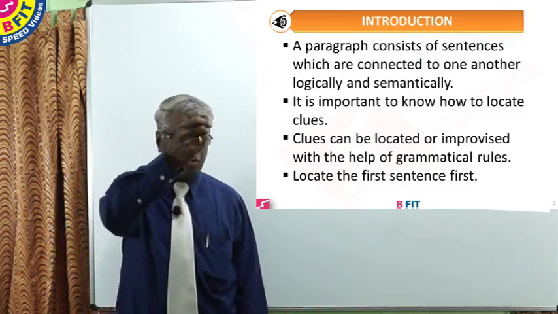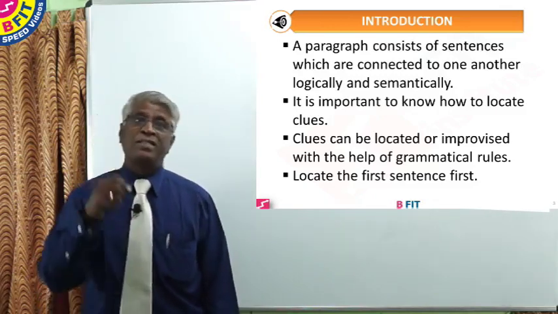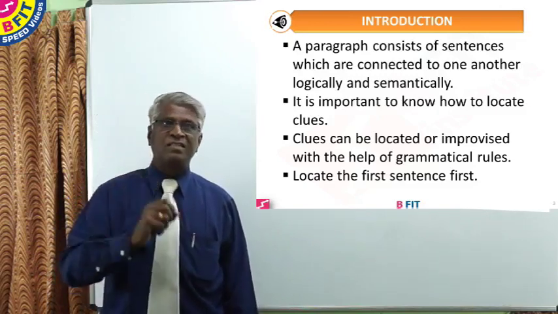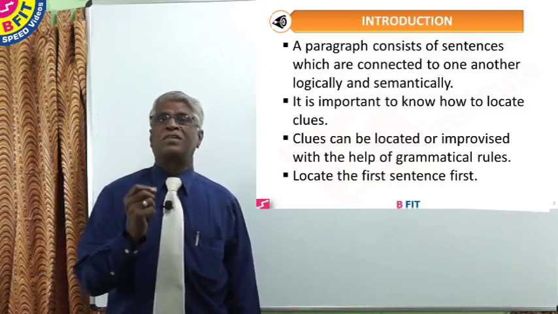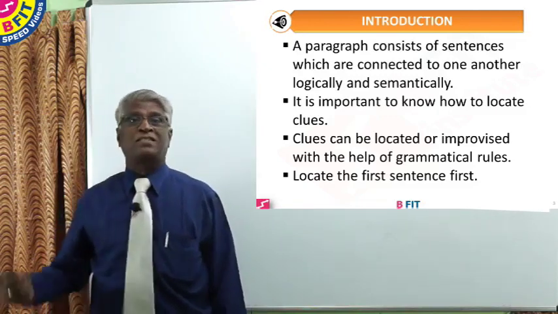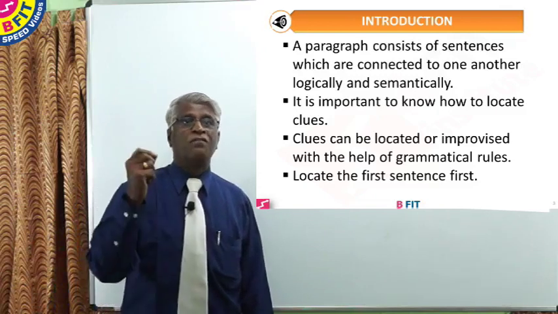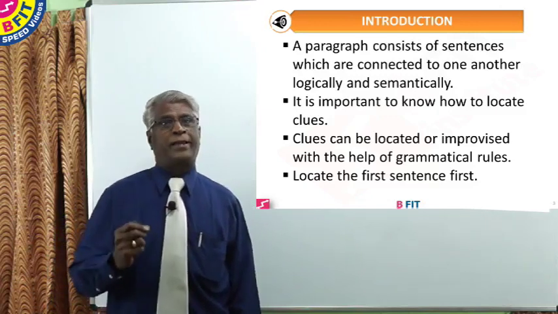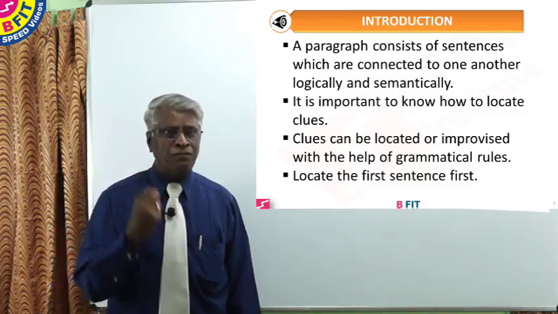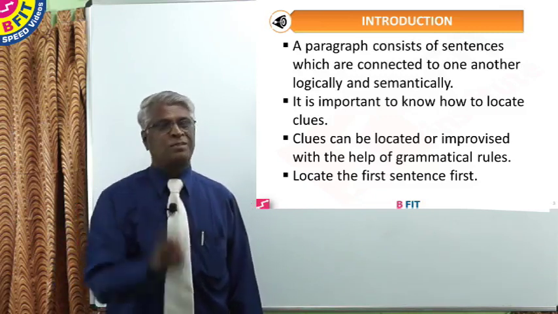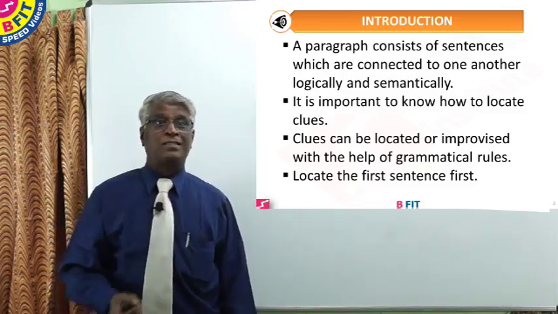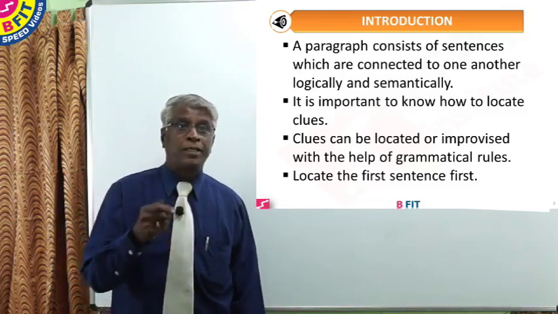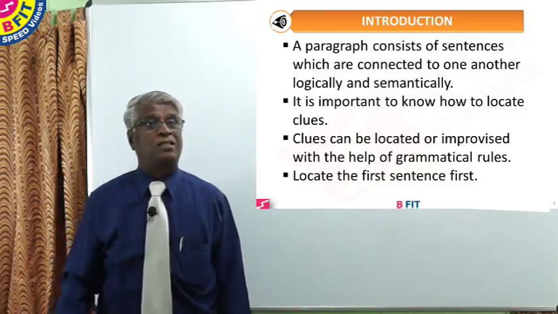Normally, a paragraph follows a sequential order. But in this question, these sentences are jumbled. The sentences are grammatically correct, but the first sentence given may not be the first sentence after rearranging. So, for being able to reorder them in the correct way, it is important for us to look for clues. Sometimes the clues may be explicit, sometimes they may be hidden. Clues can be located or improvised with the help of grammatical rules.